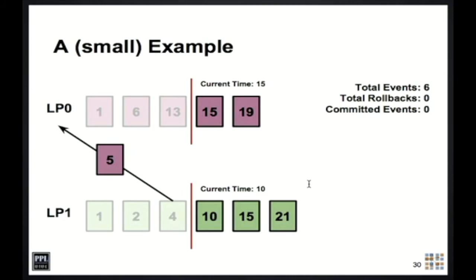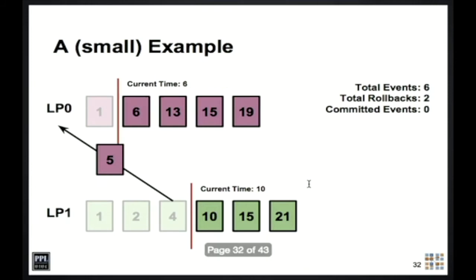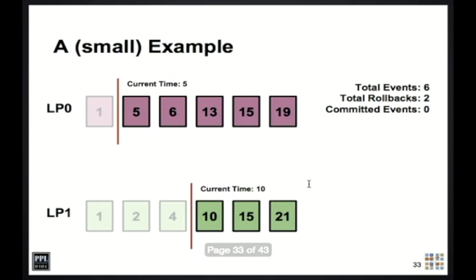Now let's say, while executing the event at time 4, LP1 created a new event at time 5 for LP0. At this point, LP0 has already moved forward all the way up to time 15, so now we have to roll back. To do that, LP0 will reverse the effects of the event at 13. Then it will reverse the effects of the event at 6. Now we're at a point in time where we can insert 5 back into our event list, and now we can go forward again in the correct order. So now we've executed a total of 6 events, and I've only had 2 rollbacks.